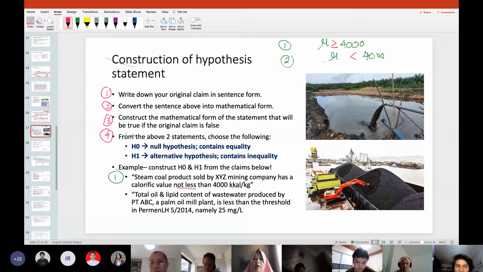Right. Okay. Is it clear up to there? Yes. So Pak Walmiki, we have to construct the mathematical form first, and after that we decide which one is the null hypothesis and which one is the alternative. So we write something like this first, and then we go back to the first steps here. Because it contains equality, this is H0. Oh, okay, thank you very much.